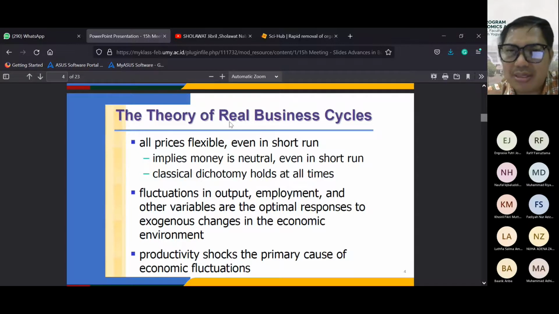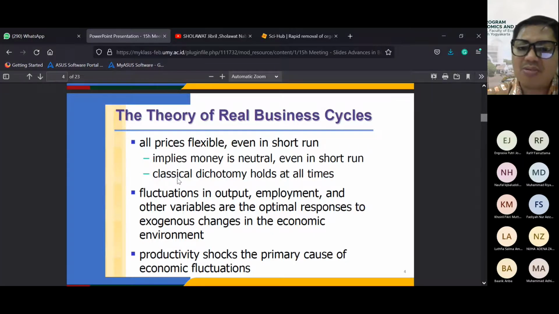Under these real business cycles, all prices are flexible, even in the short run. So the prices can move up and down. It implies that money is neutral even in the long run. It means that money here does not have an impact on output. Neutral, it doesn't have impacts.